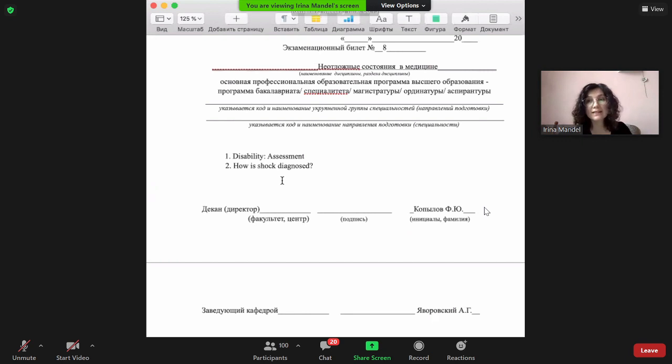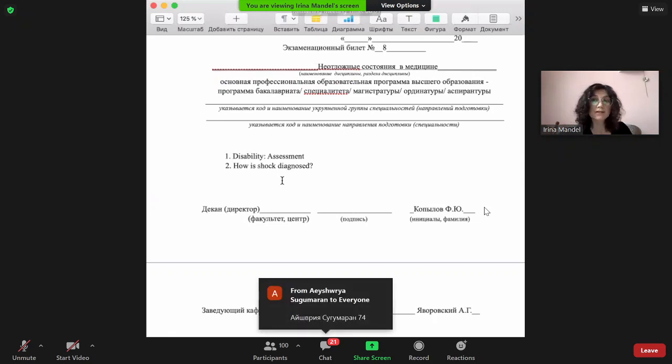And the next step, you should make the differential diagnosis. If there is shock or myocardial infarction, you should apply the ECG, and you will understand about the infarction. Or if there is an anaphylactic shock, you will see red dots on the skin, and it will give you the answer.